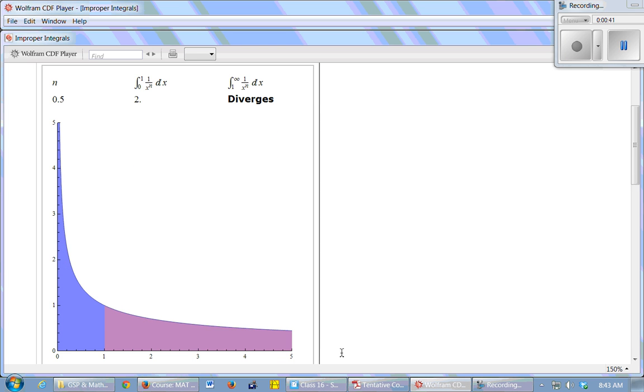Okay, so this is the area under a curve 1 over x to the n, and I've got the area from 0 to 1 shaded in blue, and then 1 to infinity shaded in pink. So this is the activity that you were working on last class, trying to conclude what these areas are. So for n equals 5, the integral from 0 to 1, so the area shaded in blue here, turns out to be 2, and the area shaded in pink is infinite. So that integral diverges.